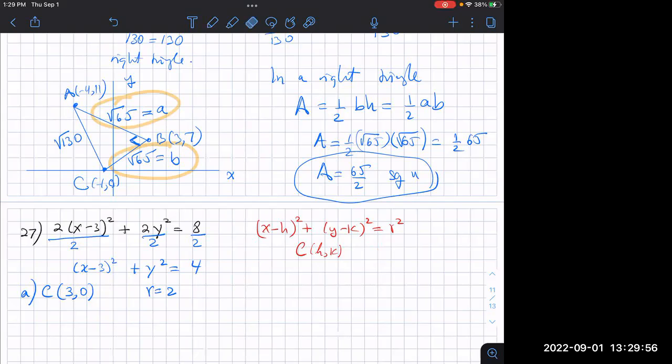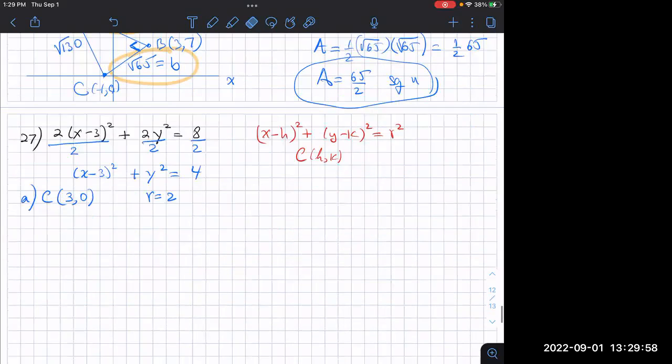Very good. So then it says graph the circle. Center 3, 0, with radius 2. There you go. Graph the circle with radius 2 and find the intercepts, if any.